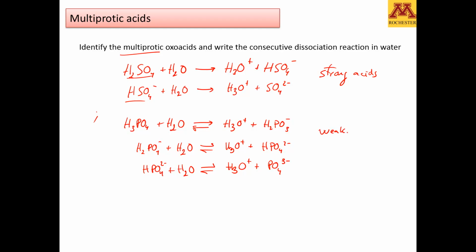Okay, and notice that you could do the same, we're not going to do it here, for phosphorous acid, and you could do the same for sulfurous acid. In the next video we're going to memorize which ones are strong and which ones are weak. We can rationalize in terms of oxidation state, but at the end of the day it's easier and faster if you just memorize them.